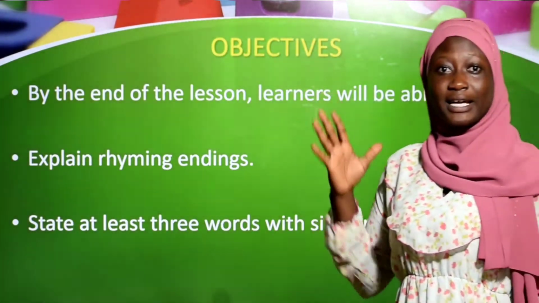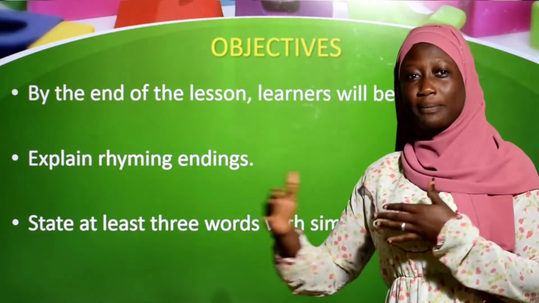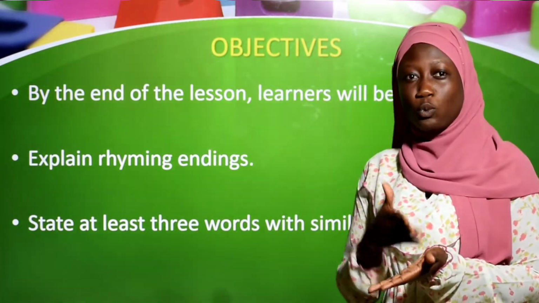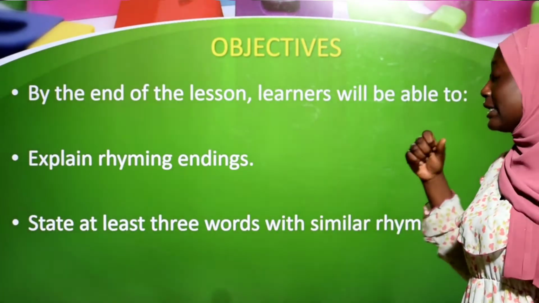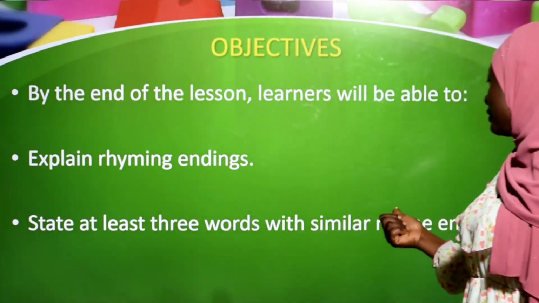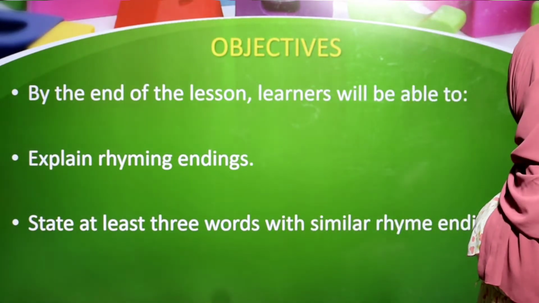So, by the end of this lesson, the learner will be able to explain rhyming endings. You'll be able to explain what rhyming endings are, and also state at least 3 words with a similar rhyme ending. Okay?